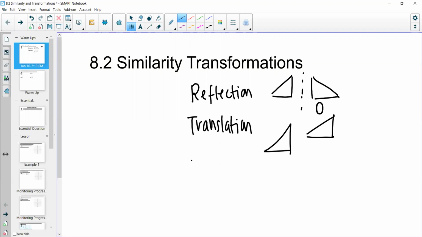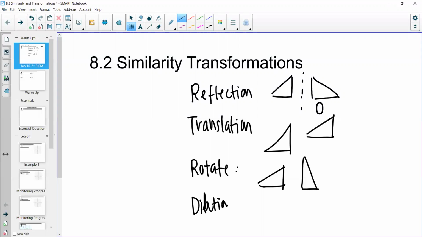We have something called a rotation, which is where we rotate our figure to a different place. Oftentimes we'll rotate it, like if I rotated this one 90 degrees, then it would rotate like this. And then we also have something called a dilation, which is what we talked about in the previous video, where it actually changes its size and goes from bigger to smaller. So what we're going to do is talk about how we can make these transformations of triangles, or different polygons, to show that they're similar.